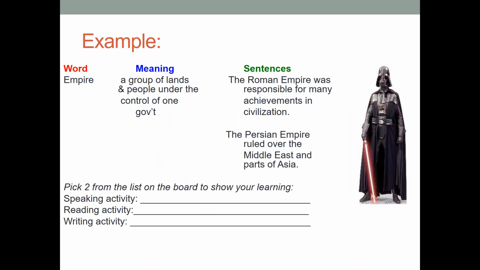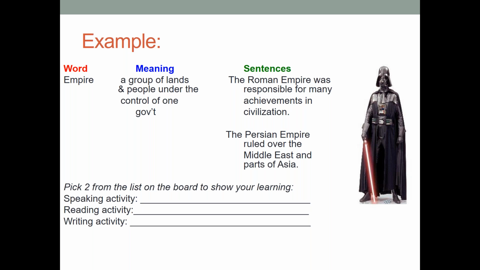So in the vocabulary log, you should have the word, and I chose the word empire because it comes up a lot in social studies and world history classes. And so you can see the word there on the left. And then next to it is the meaning, the definition, and we define that as a group of lands and people under the control of one government. And then 2 example sentences.